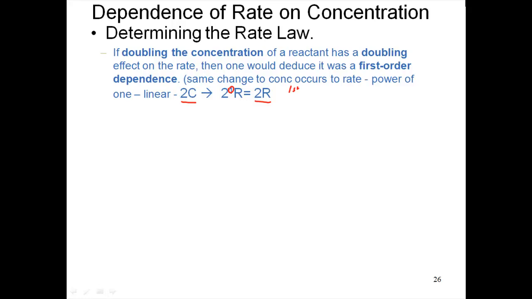If I triple this species and it's first order, the rate is going to triple. If I quadruple it, I quadruple the rate. There's a linear effect, so my order is 1.